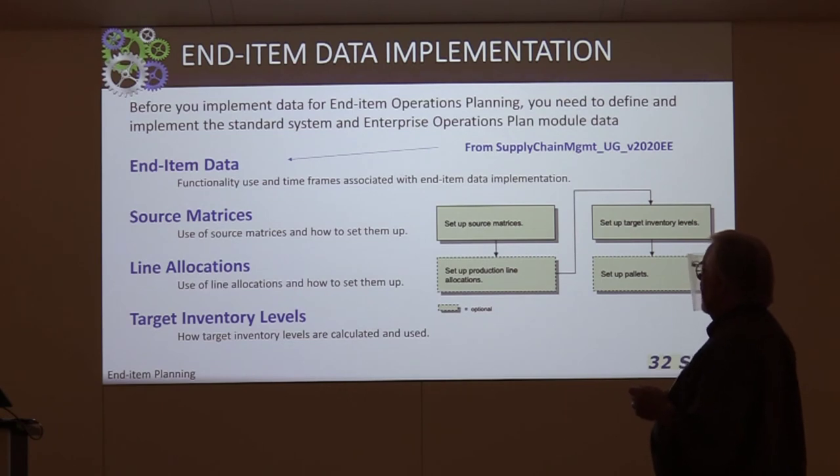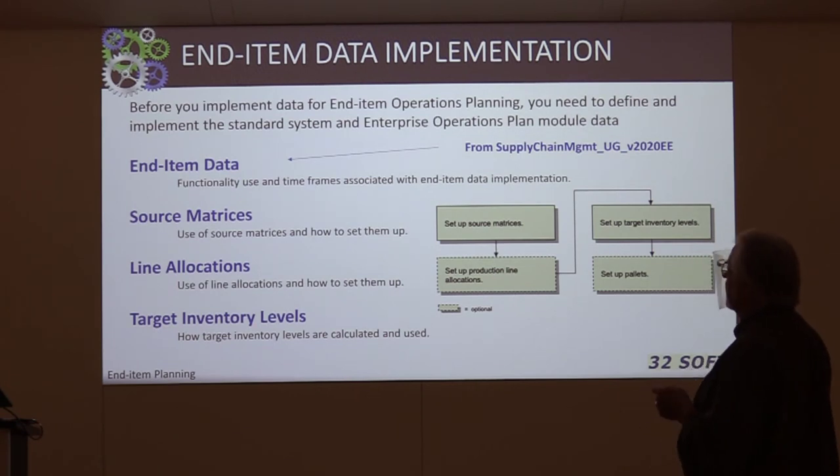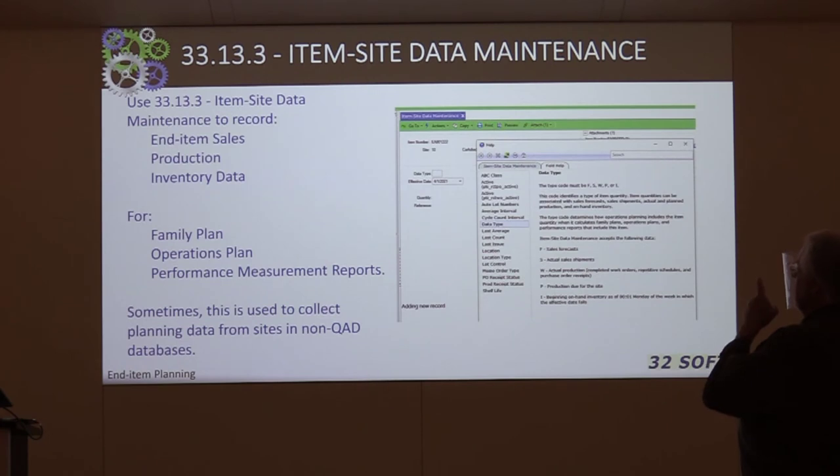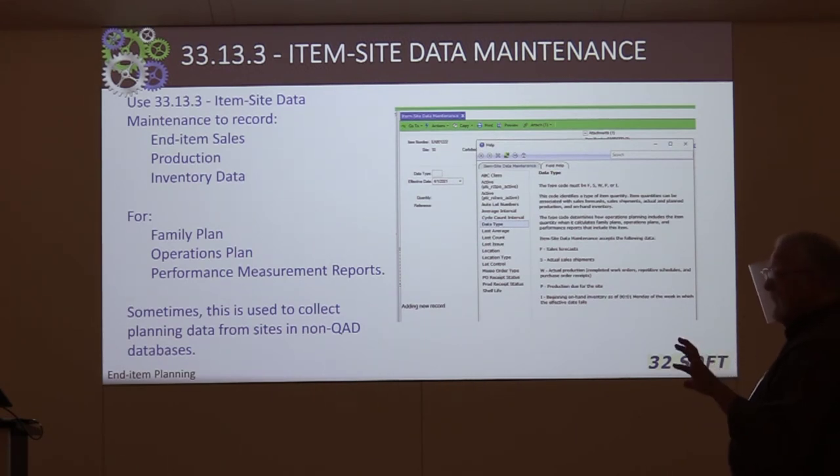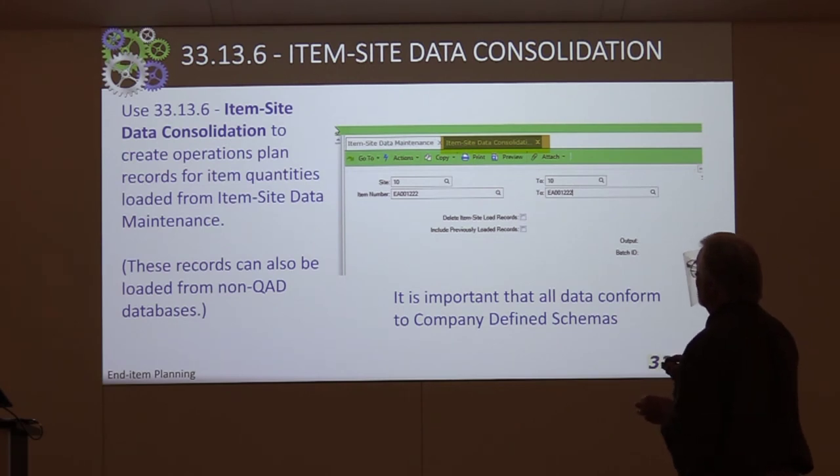End item, the end item consolidation. This is source matrix, line allocations, and target levels at that end item level. So the item site data, this is where you define the items for the sites. It's used for family plans, operations plans, and the performance measurement process. And it is done through this 33.1.33 item site maintenance, either for sales forecast, actual sales, actual production due, or beginning quantity on hand. So again, that's why you do it in a test database, so you can run all these things and understand what they're going to do in terms of your sales operations plan.